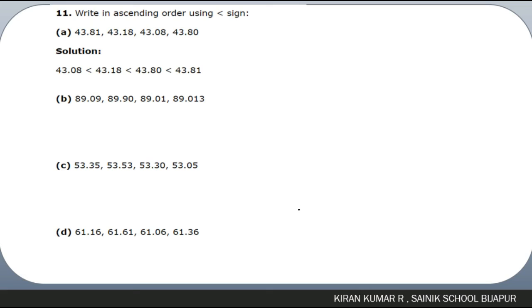Let us apply the same method in the remaining questions also. We get the solution as 89.01 smaller than 89.09, smaller than 89.013.